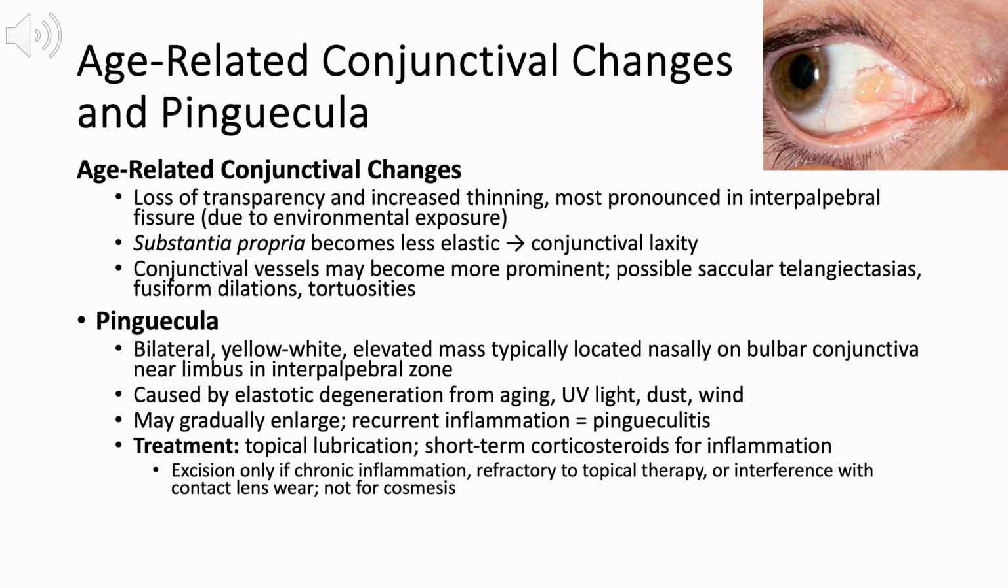Pinguecula refers to a bilateral, yellow-white, elevated lesion typically found nasally on the bulbar conjunctiva near the limbus in the interpalpebral zone. It results from elastic tissue degeneration due to chronic environmental exposure, such as UV light, dust, and wind. Over time, pingueculae may enlarge, and recurrent inflammation is termed pingueculitis. Management includes topical lubrication and short-term corticosteroids if inflammation is present, with surgical excision reserved for chronic inflammation unresponsive to medical therapy or cases interfering with contact lens wear, but not for cosmetic purposes.